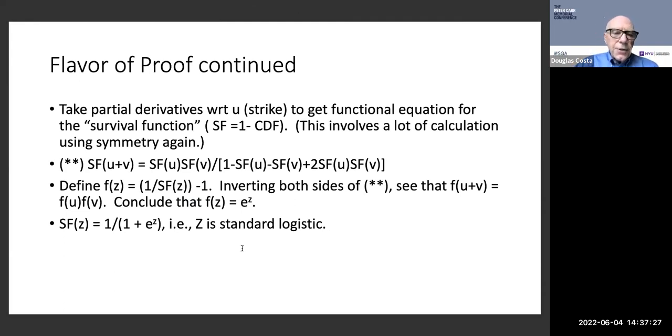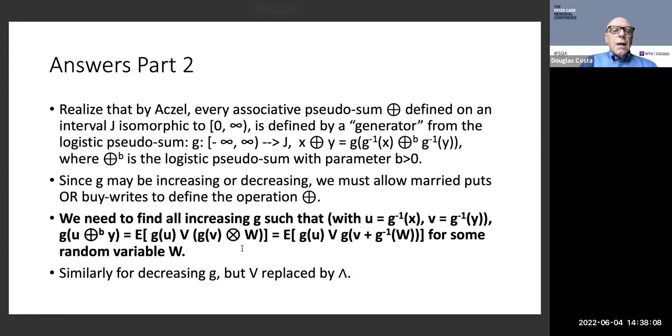just define a function f to be 1 over the survival function, minus 1. And inverting both sides of double star, you get the functional relation on f that f of u plus v is f of u times f of v, which we recognize as being a functional equation for an exponential. So we get the conclusion that f of z is exponential, and then solving for the survival function, z is standard logistic. So that's the flavor of the proof. An analogous proof works for the Dagum case on the non-negative real numbers.